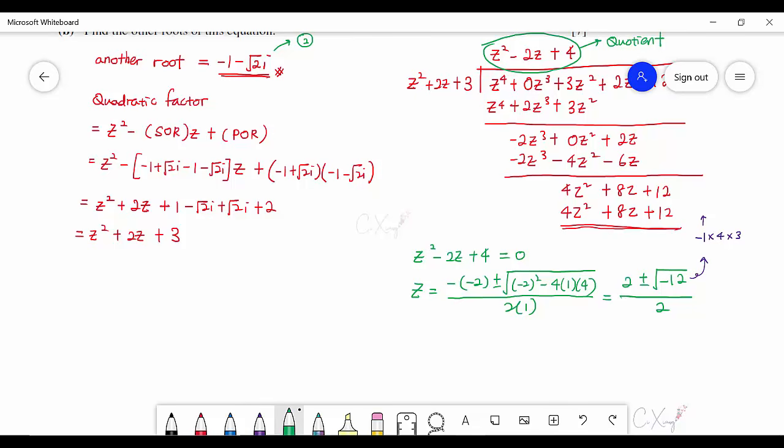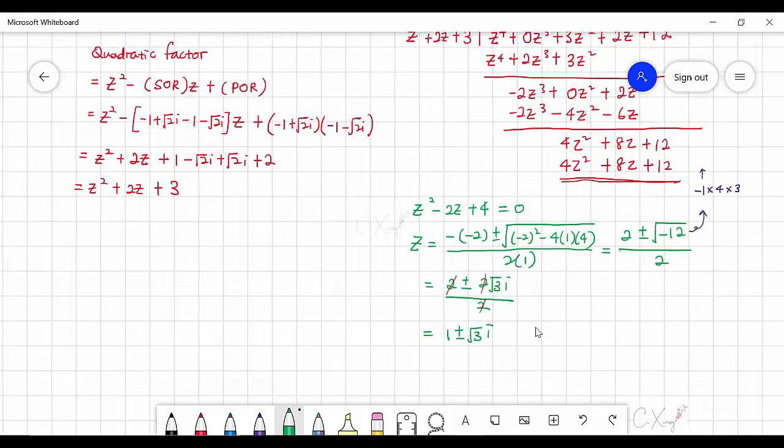So if I rephrase it again, this is what I have: 2 plus and minus 2 square root 3i, divided by 2. And the 2s here can be simplified. Therefore, your z is 1 plus minus square root 3i. So this is actually your root number 3 and also root number 4 for this polynomial.